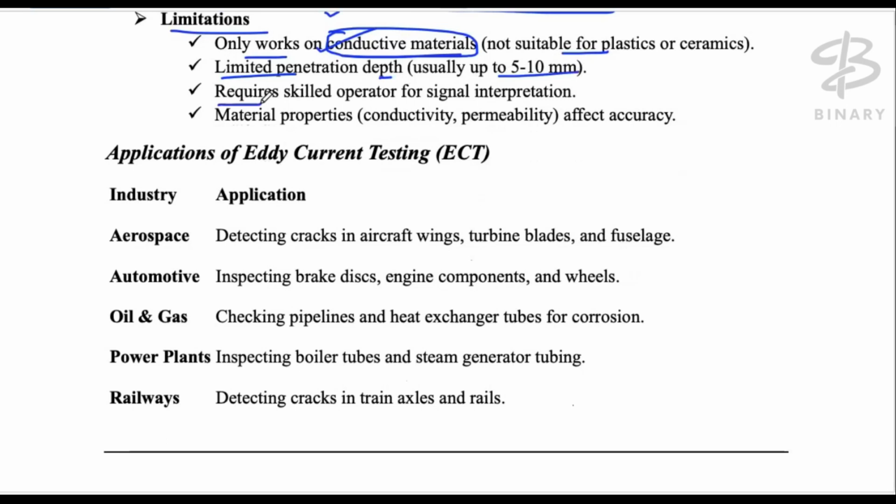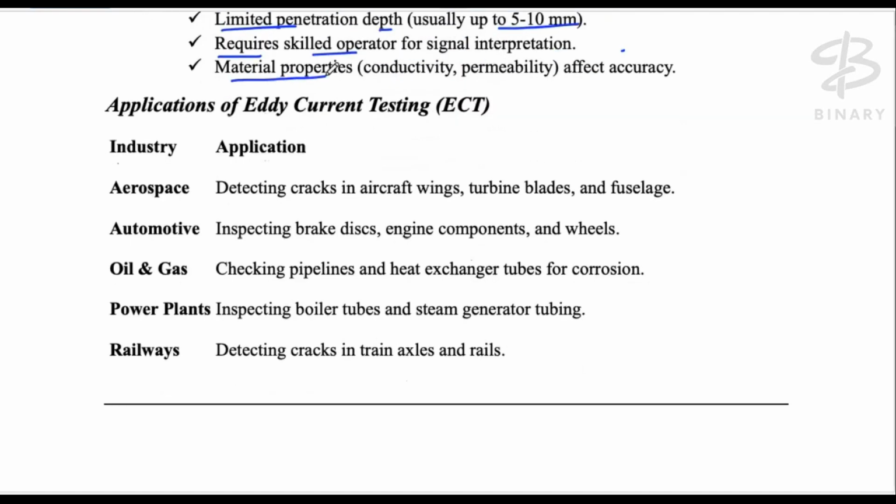It requires a skilled operator for signal interpretation. Obviously, because the signal interpretation on your detector or computer requires good skills, so that they can interpret what kind of defect we have in the material component. The material properties, conductivity or permeability, affect the accuracy. If the material has slightly less conductivity or high permeability, then it will not give you an accurate result. So that is the limitation.